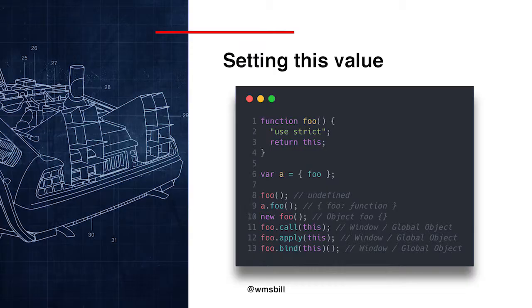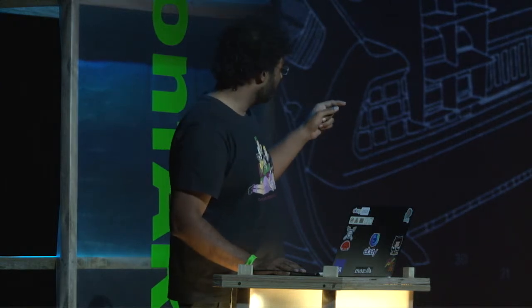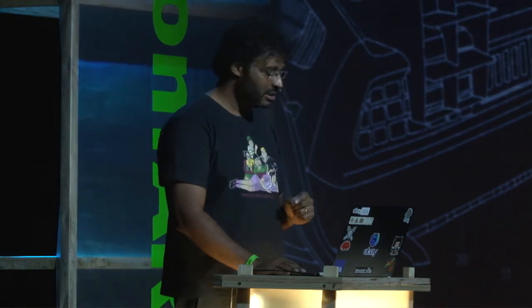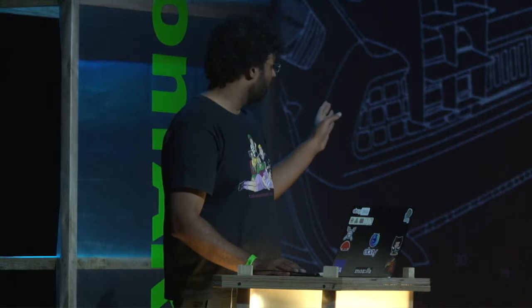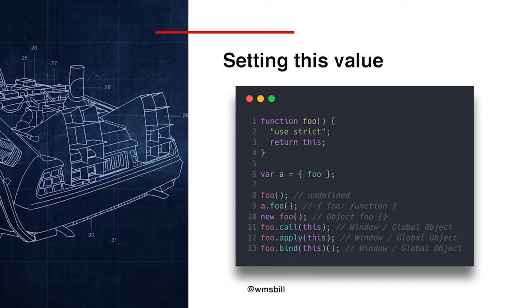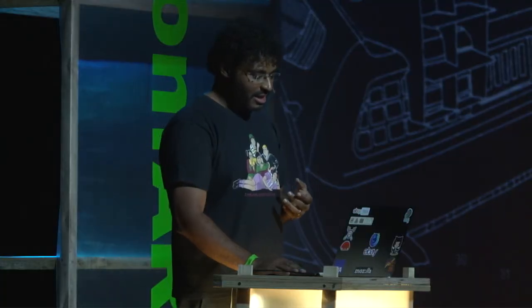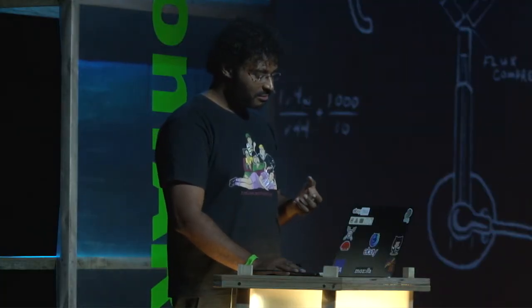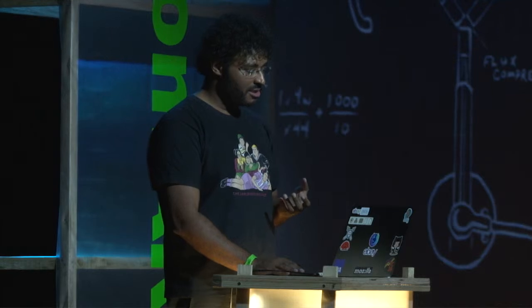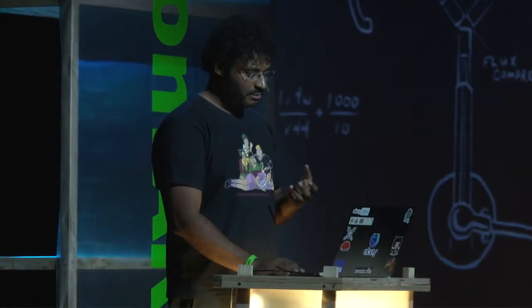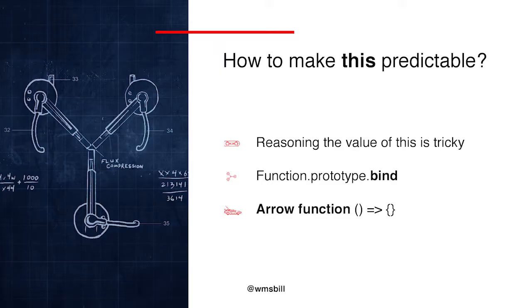So just as an example, I'm using this foo function again, and then you can see in the following lines, from line 8 to line 13, the returning value of each of those calls. As you can see, understanding the value of this could be tricky, but somehow we can make it predictable.